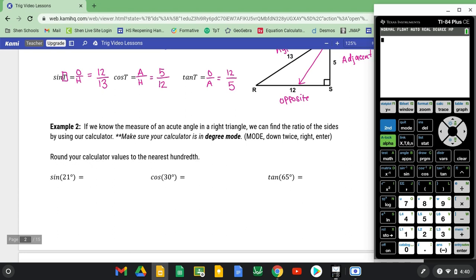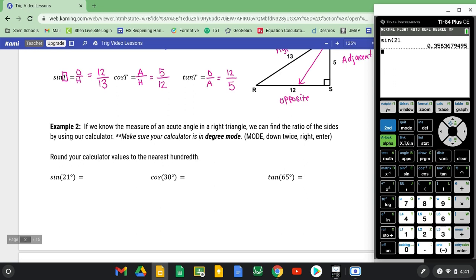To make sure it's in degree mode, I'm going to click on Mode. Then I'm going to need to scroll down 2 times. Right now, radian is highlighted in black. So you're going to have to go to the right and then hit Enter to make it in degree mode. To get out of this, you're going to hit second quit, or second mode, to get back to your normal screen.